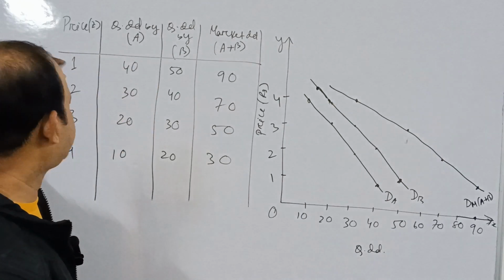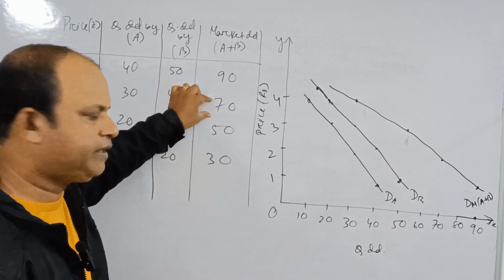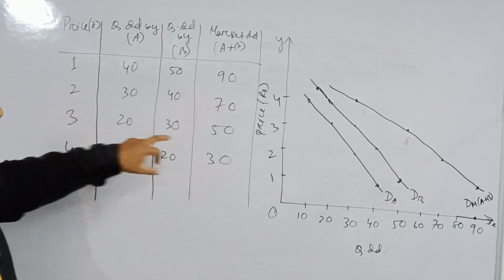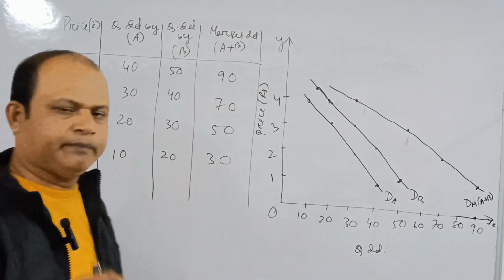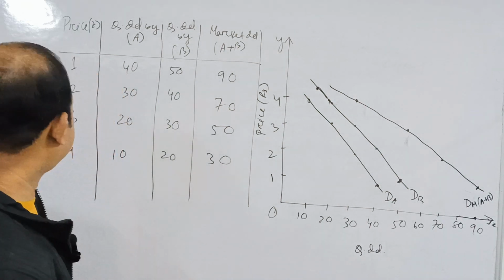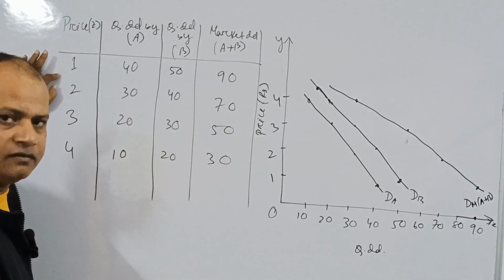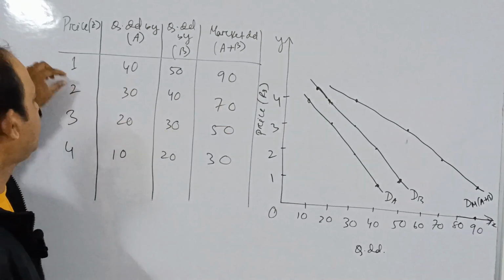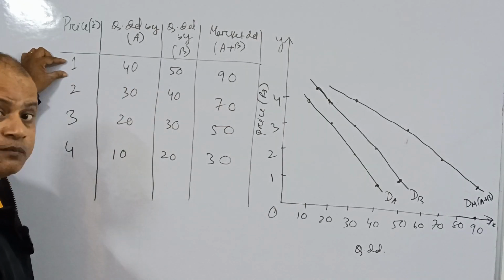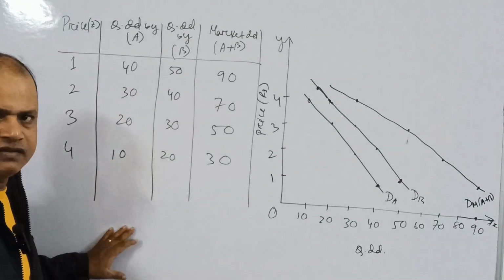Here you see, when price is 1, market demand is 90. When price is 2, market demand is 70. When price is 3 per unit, market demand is 50. When price is 4, market demand is 30. And remember that here, each and every time, it is price per unit. Don't get confused. It is price per unit. When rupees 1 is the per unit price, market demand is 90. In the same way, it happens.